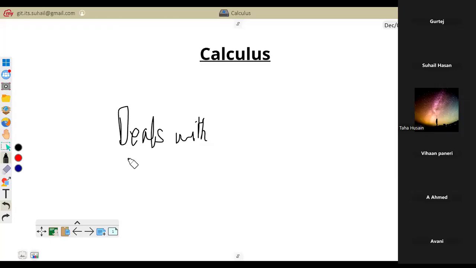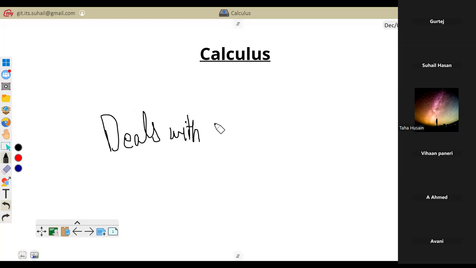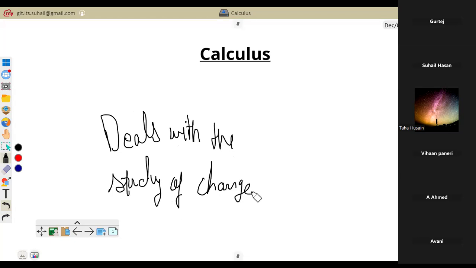Okay, so let's start. Today we're starting the lecture on calculus. Calculus is basically the study of change. It's a branch of mathematics that deals with the study of change. It deals with how variables change, let's say how one variable changes with respect to another variable. I'll expand on this definition.